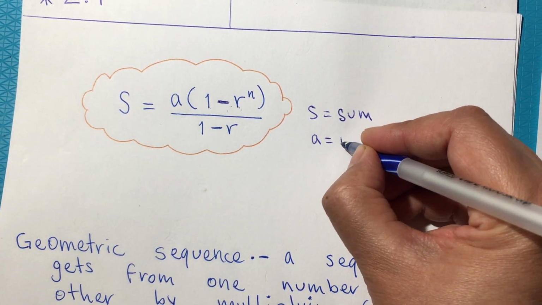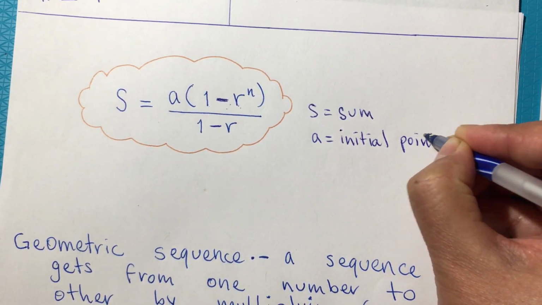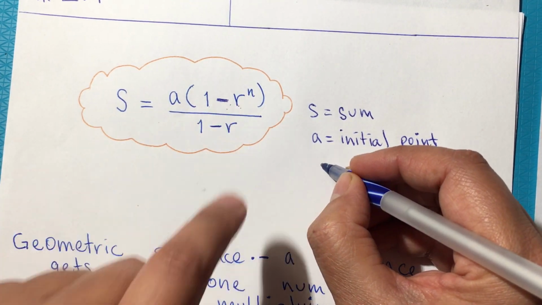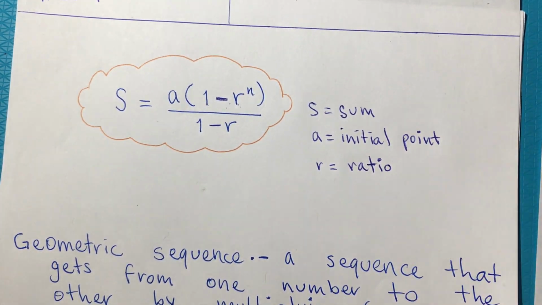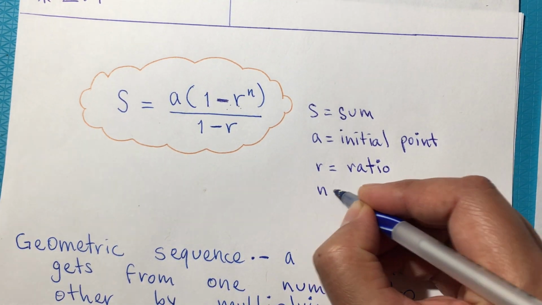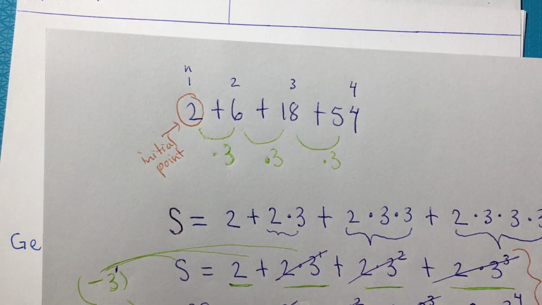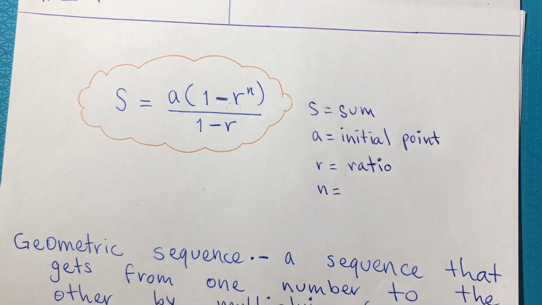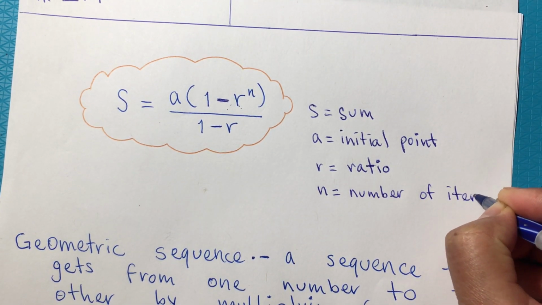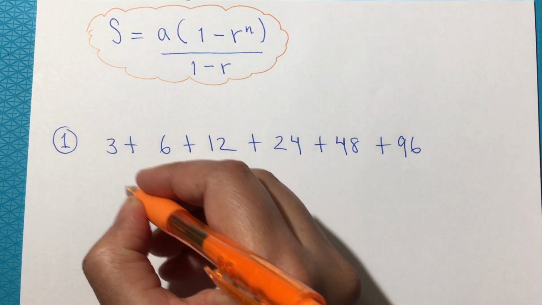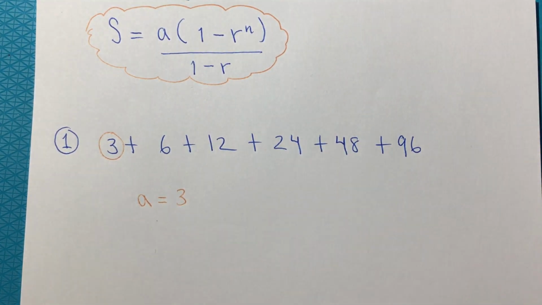The A represents the initial point, meaning the first number on that list. The R represents the ratio, or we have seen it as pattern or base before. And the N is just the number of items that are being added. So in this case, it's 1, 2, 3, 4. Okay, there are 4 numbers that are being added. Number of items. Okay, so what is the initial point? Which is A. It will be 3.